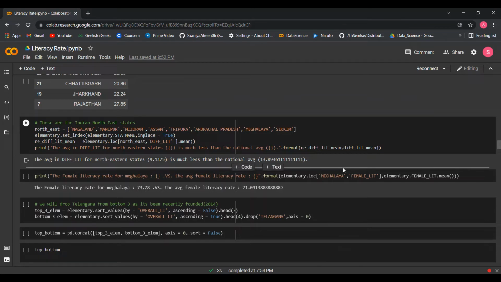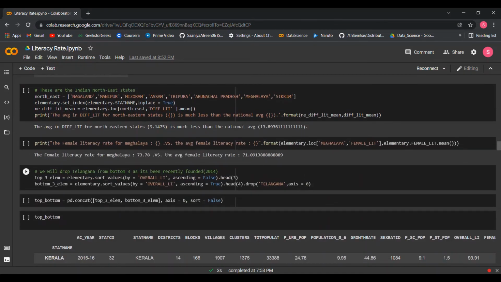Now we'll try to figure out how the top three states are different from the bottom three states and what factors the bottom three states can work on to increase their literacy rate. For this we have created a top-bottom data frame that contains the top three and bottom three states with respect to overall literacy rate. This will make plotting and analysis easy for us. We'll drop Telangana because it was only recently founded in 2014.